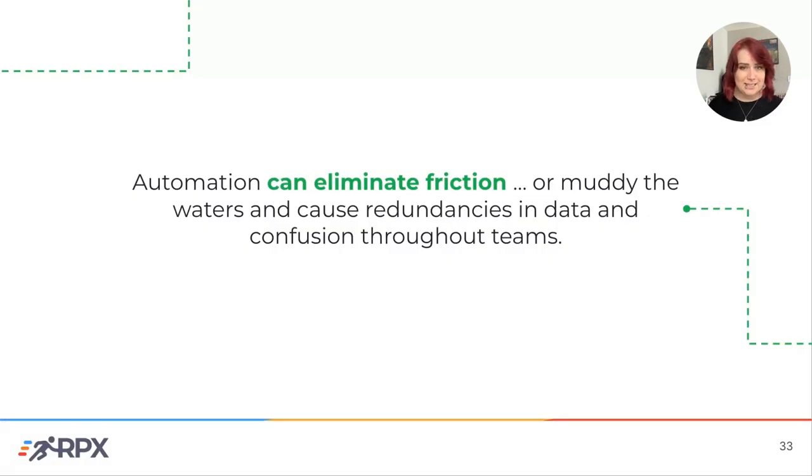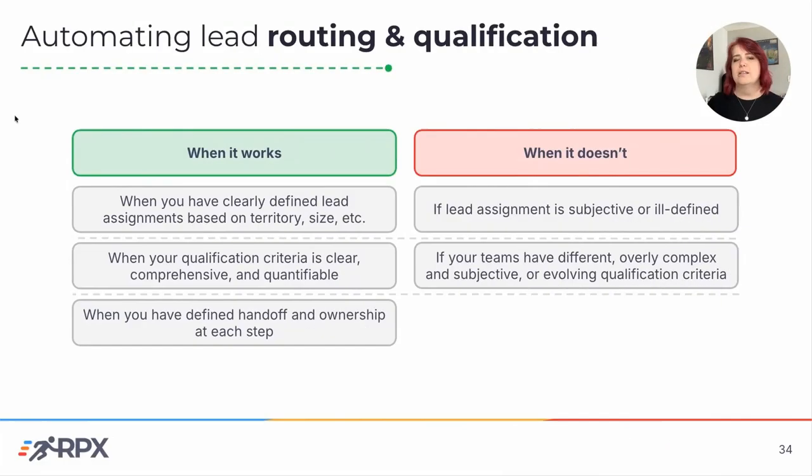What happens? Leads are routed randomly, follow-up is inconsistent, and it just confuses the sales team faster. This is why RevOps has to start with organization. You have to audit, define, and document the process before you hit the automation switch. Let's look at a couple of high-impact areas where automation eliminates friction when done correctly.